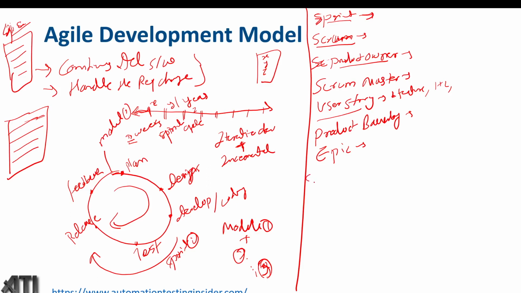Another term is story point. What do you mean by story point? It defines the complexity of the user story with respect to the dev and testing team, like how complex the particular user story is.